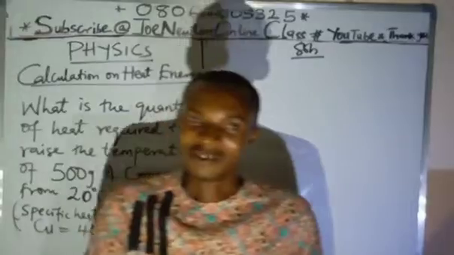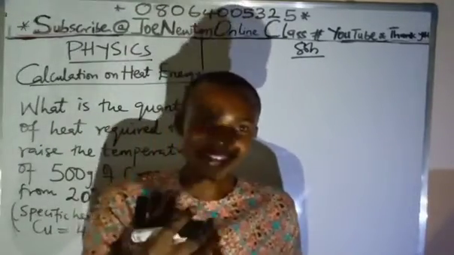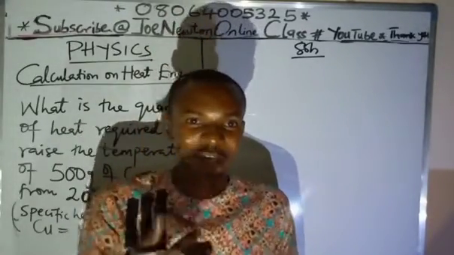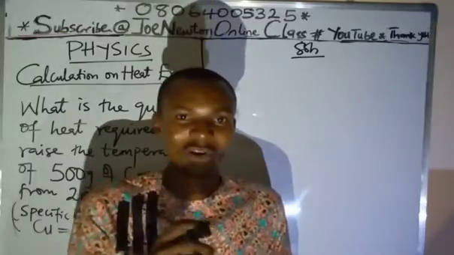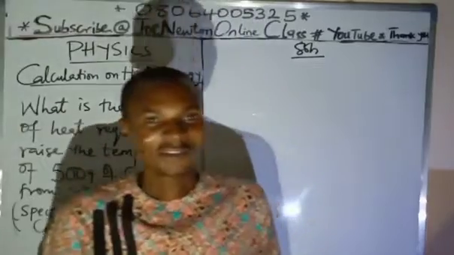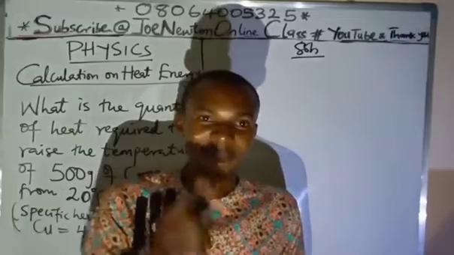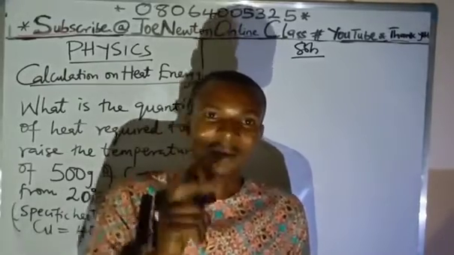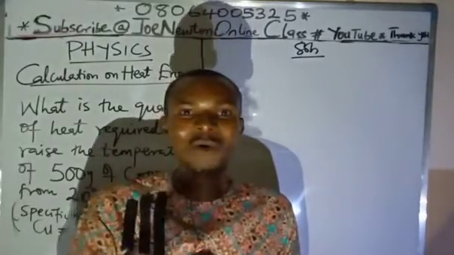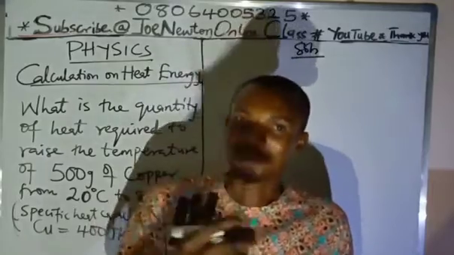Now, let us remind ourselves, what do we mean by heat capacity of a substance? The heat capacity of a substance simply means the quantity of heat energy required to raise the temperature of that substance by 1 Kelvin or 1 degree Celsius. Then, by specific heat capacity of a substance or a body, we mean the quantity of heat energy required to raise a unit mass, that is 1 kilogram mass of that substance, by 1 Kelvin or by 1 degree Celsius. That is, per degree Celsius or per Kelvin.